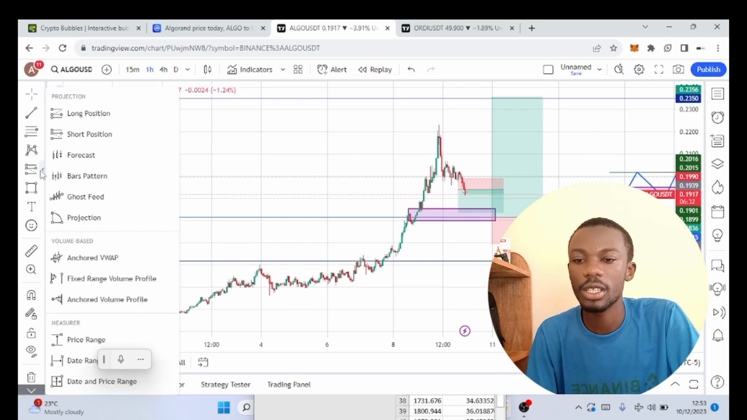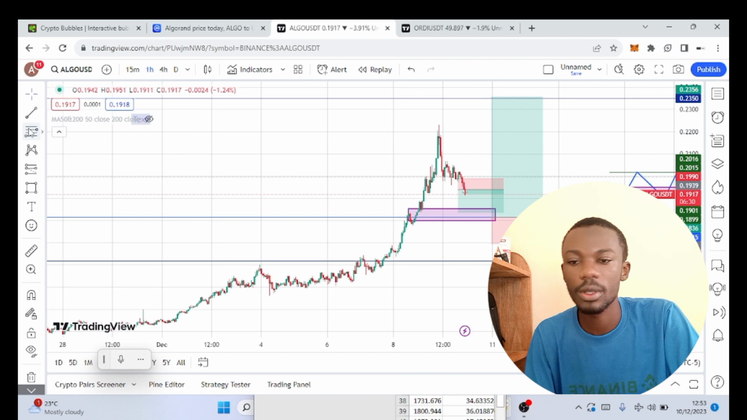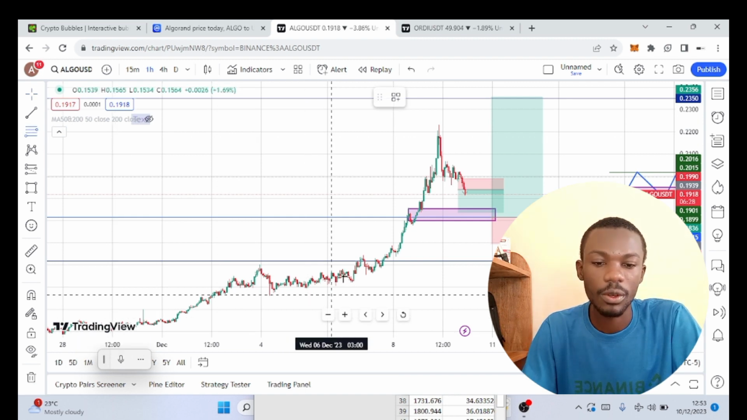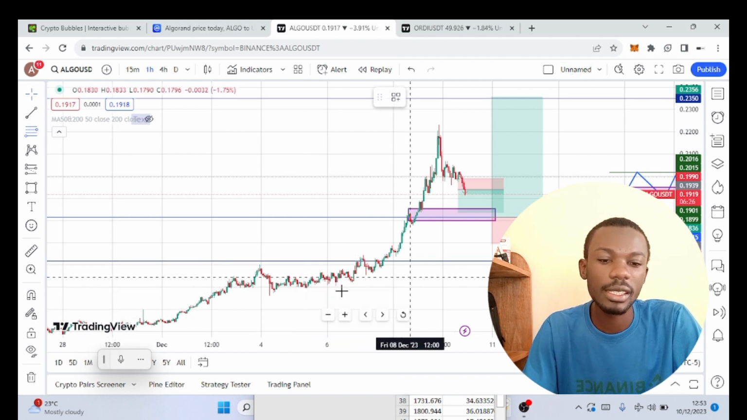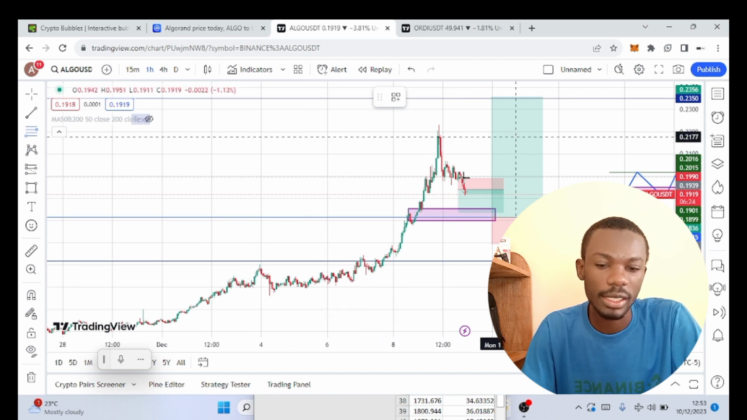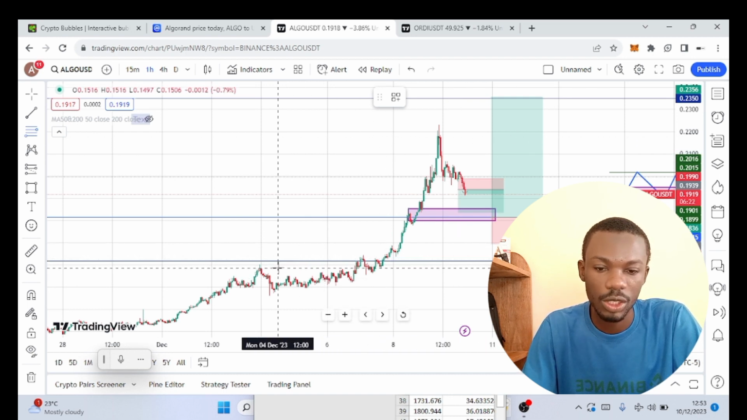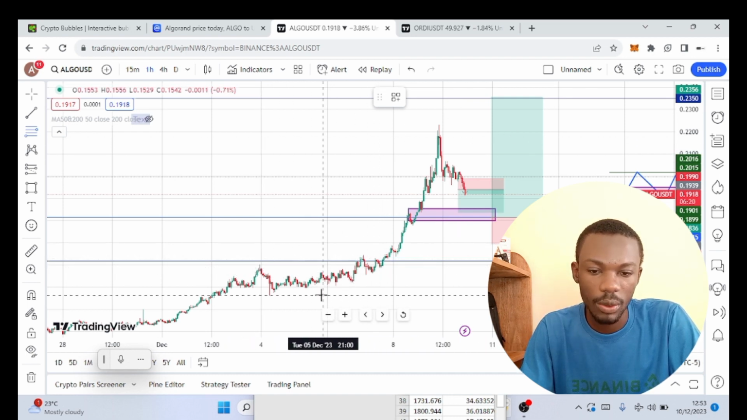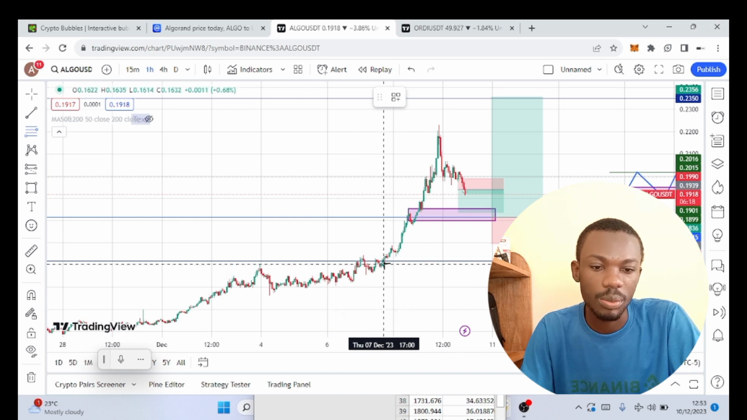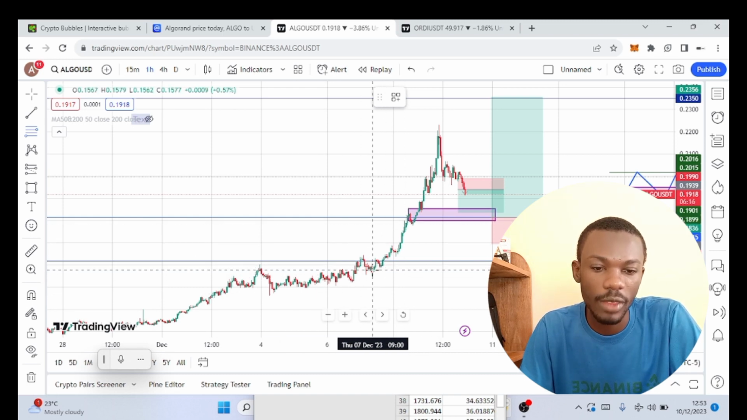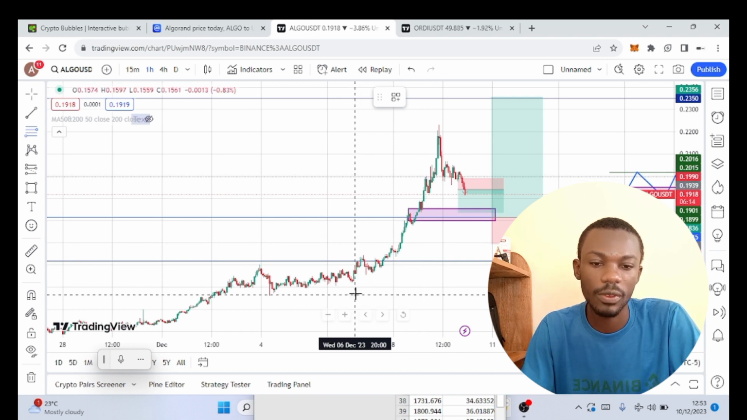So I take my Fibonacci tool. This is my Fibonacci tool, and then I'm going to draw it from where the trend has started. Remember, all this is a consolidation. All here we have a consolidation over here. It broke from the upper. This is the move that caused a breakout.